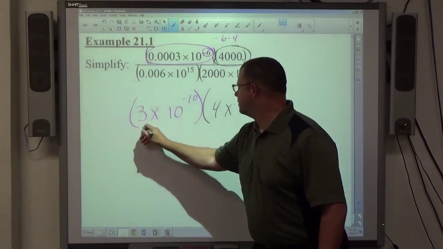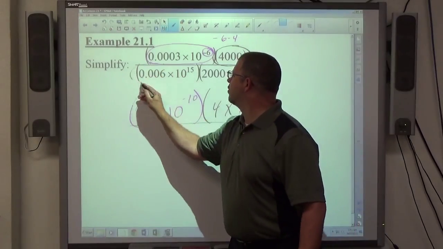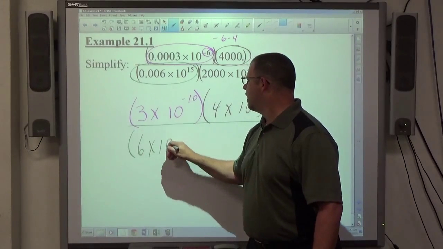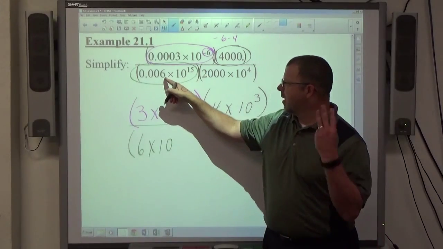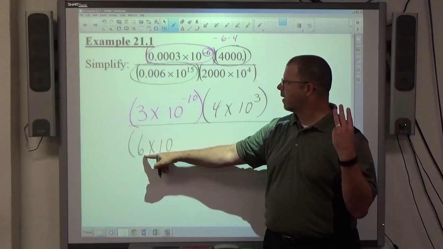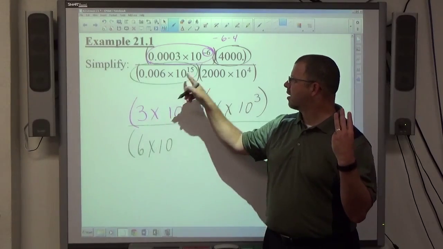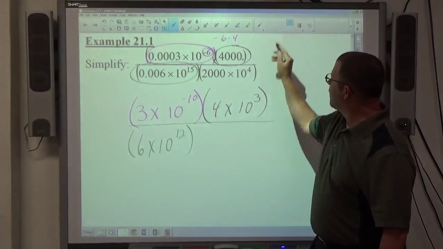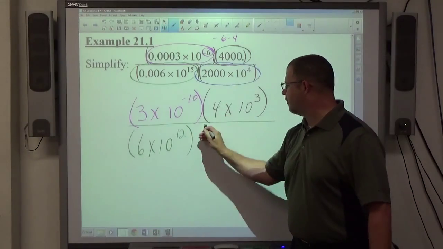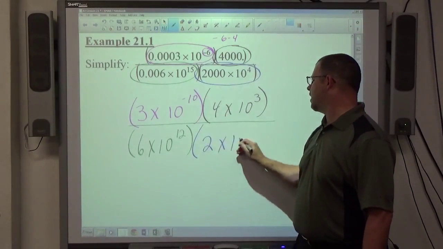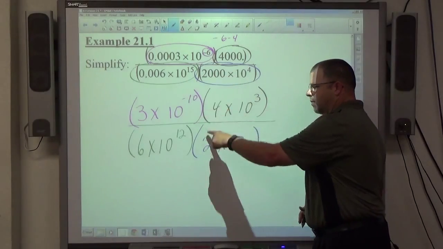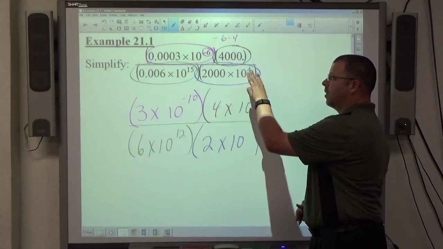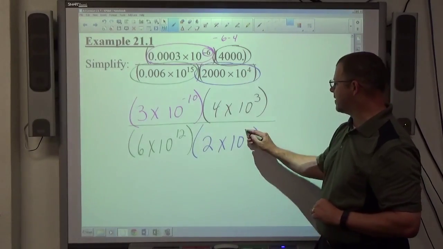On the bottom, we have 0.006 times 10 to the 15th. I'm going to make it 6 times 10. All right, so 1, 2, 3 spaces. Bigger or smaller? Bigger. So I have to make that 3 smaller. 15 minus 3 is equal to 12. And finally, this last one, 2,000 times 10 to the 4th. I'm going to make it 2 times 10. All right, 2,000 became 2, 3 decimal places. Smaller, so this is 3 bigger. 4 plus 3 is 7.